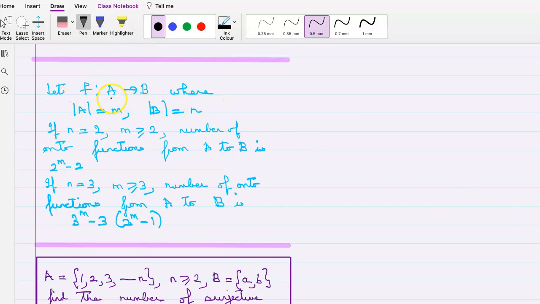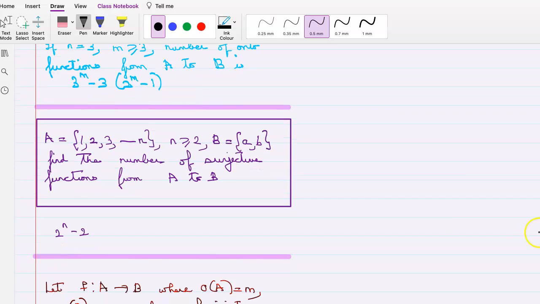Now before that, if f is a function from A to B, where order of A is m, order of B is n, if n equal to 2 and m greater than or equal to 2, the number of onto functions from A to B is 2 raised to m minus 2. If n equal to 3 and m greater than or equal to 3, the number of onto functions from A to B is 3 raised to m minus 3 into 2 raised to m minus 1.